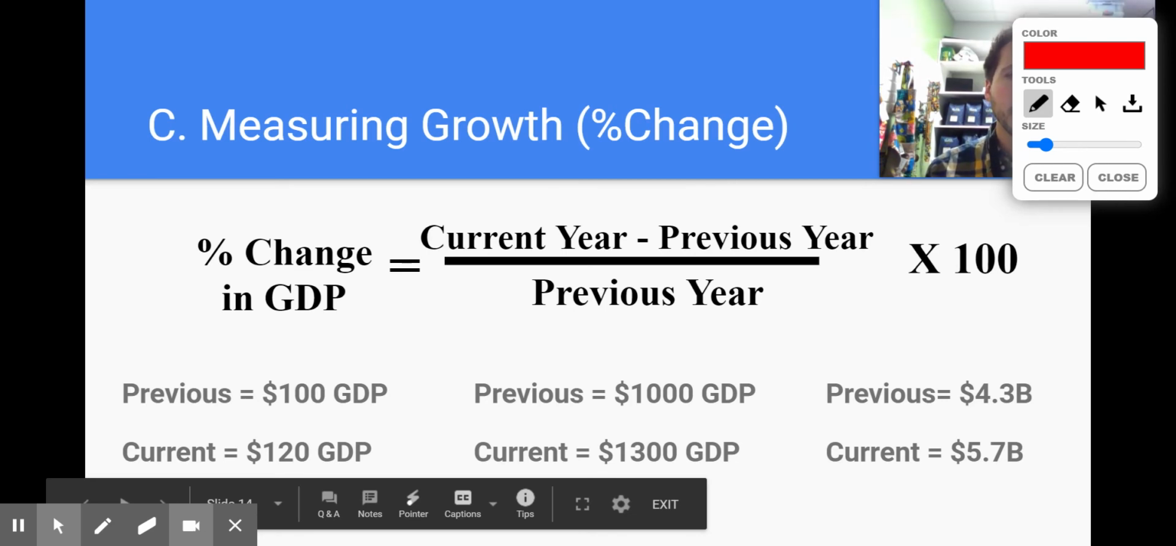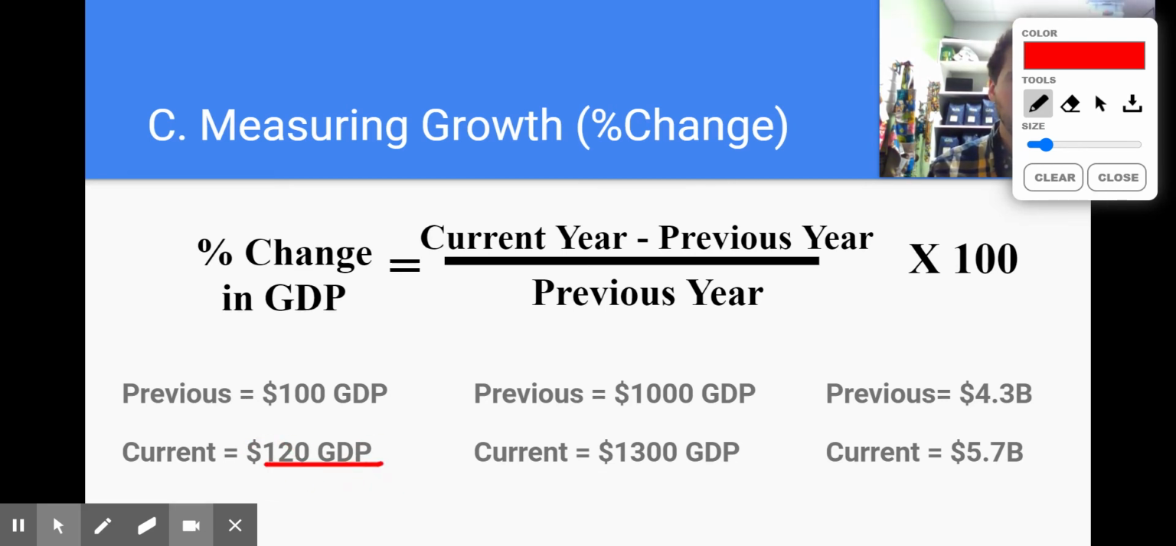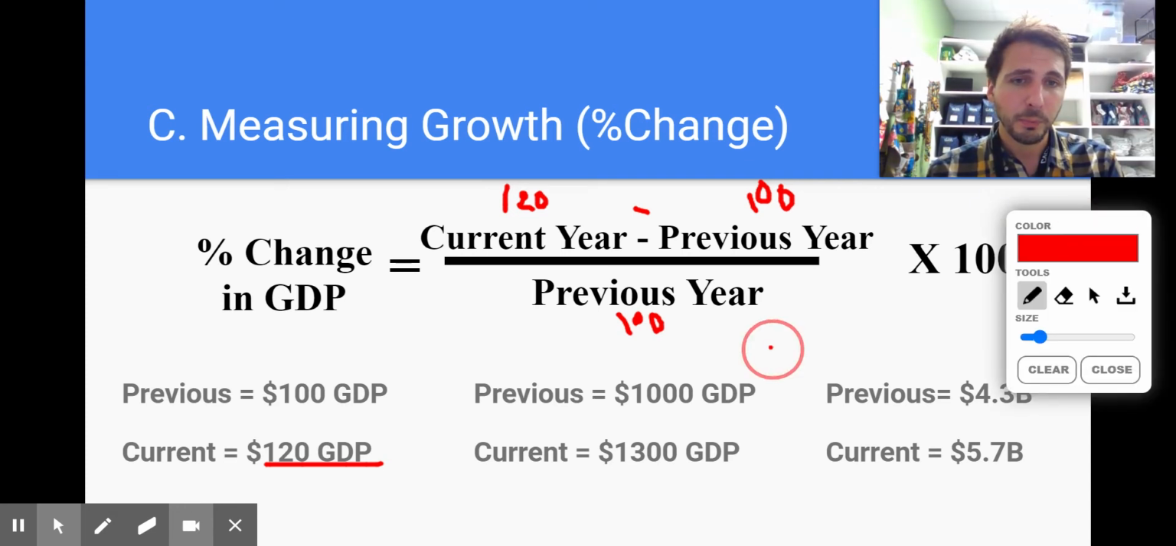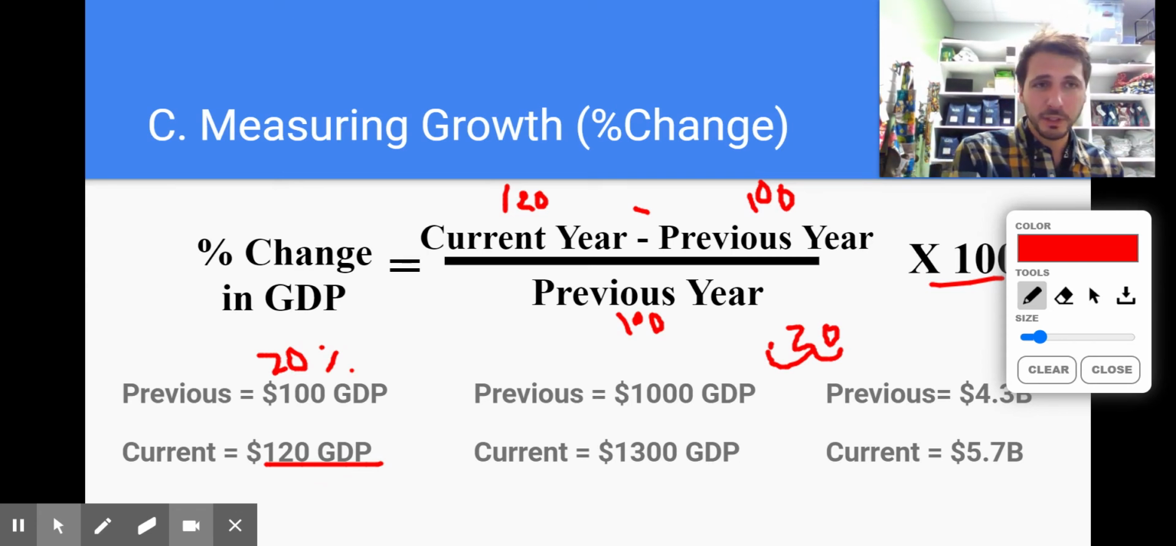If my current GDP is $120, then I put 120 right here. My previous was 100. I put 100 right here. And then my previous was 100. And I solve 120 minus 100 divided by 100, which is going to give me 0.2, right? Now I multiply it by 100 to make that a percentage, or you can just remember that you need to move this over 2 spots to give it 20. And so that is a 20% growth in GDP. Okay, not so bad. Current minus previous divided by previous.